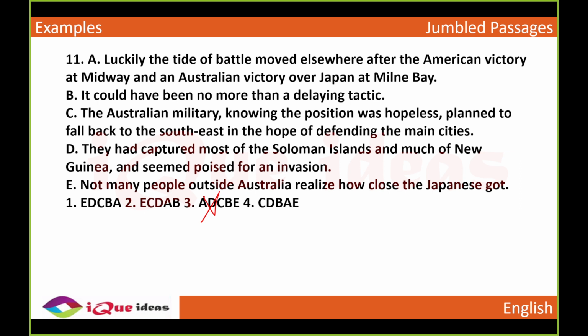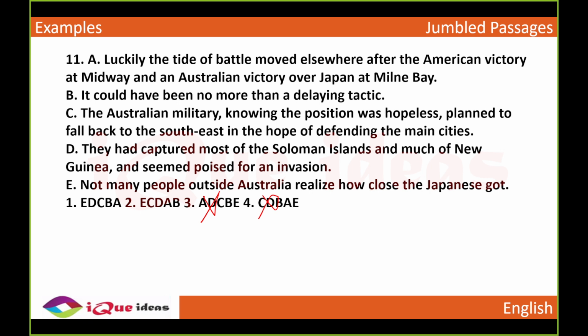Okay. C says the Australian military knowing the position was hopeless planned to fall back to the southeast. You don't start something with a negativity that the position was hopeless. And also, why was the position hopeless? You have to describe a position and then say that it is hopeless. So starting with C is also not a great thing. Now, the only option left is E, both 1 and 2.